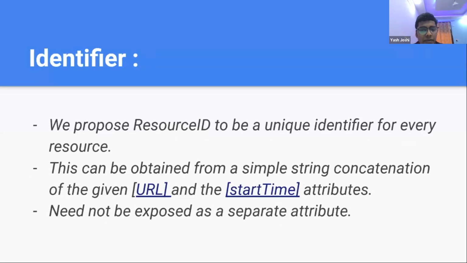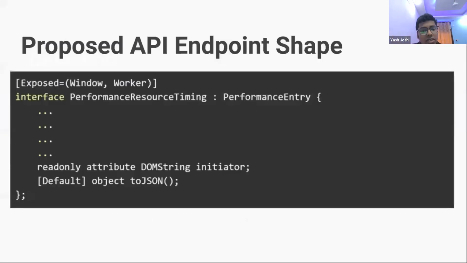This resource ID does not need to be exposed as a separate attribute. Basically, we propose it to be a very simple string concatenation of the already present URL and start time attributes of a particular resource through its resource timing entry. A simple string concatenation will basically give us the resource ID, which this initiator can then point to as the parent resource. To understand that, let's just have a brief look over what the API endpoint shape might look like.